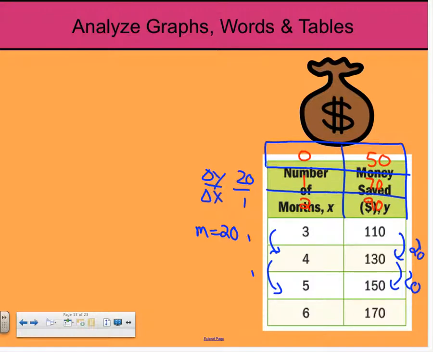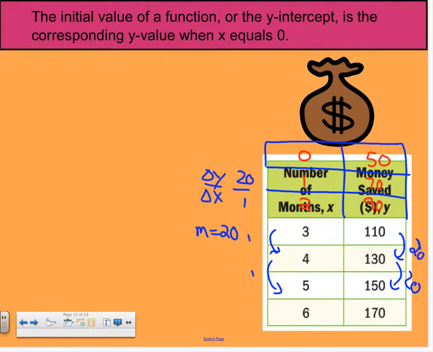Remember that the initial value of a function, or the y-intercept, is the corresponding value when x equals 0. So here we have found where x equals 0, and the corresponding y value is 50. So that is one way to come up with the y-intercept. We know that b equals 50. But sometimes the tables aren't that cooperative. So what is another way that we could come up with the y-intercept?